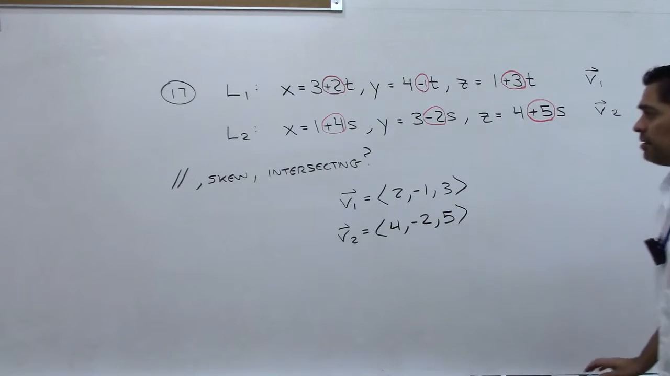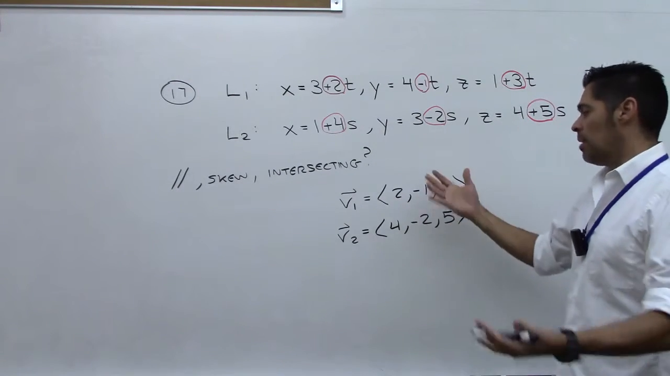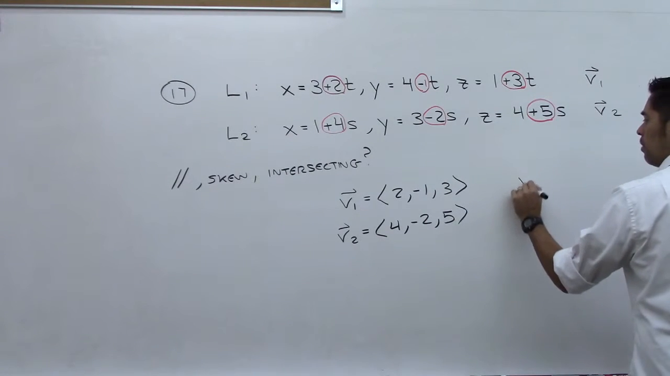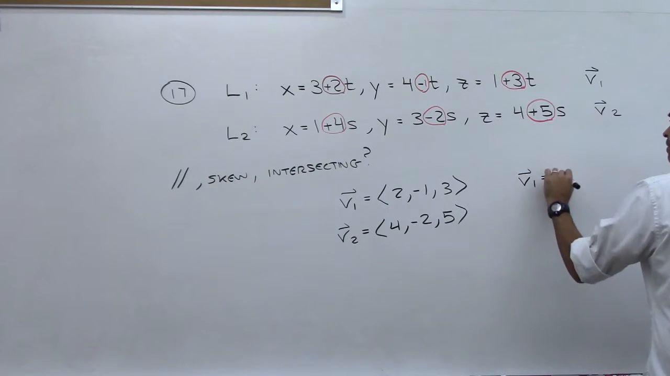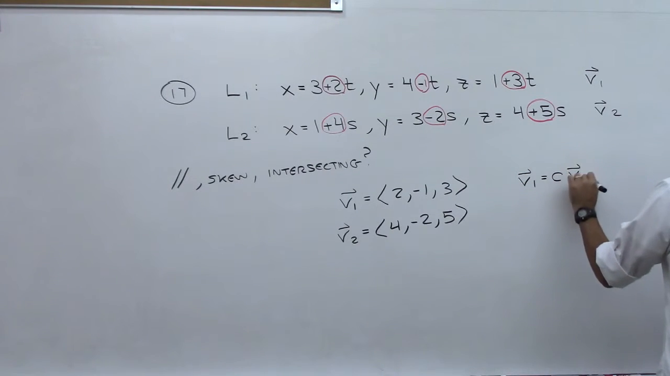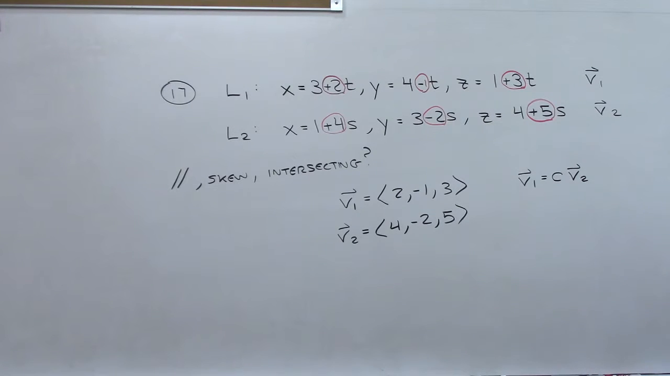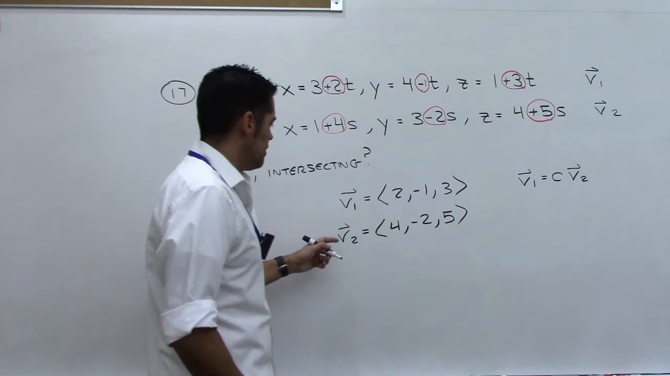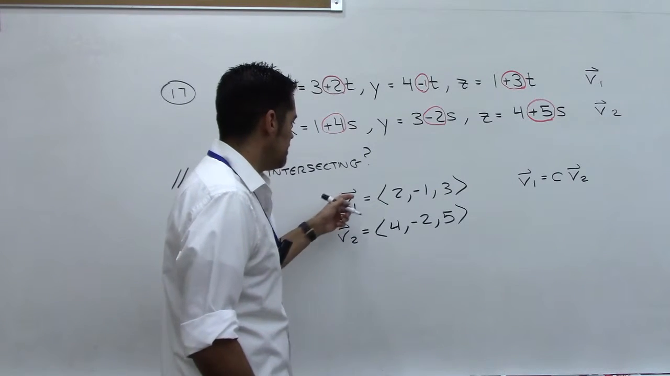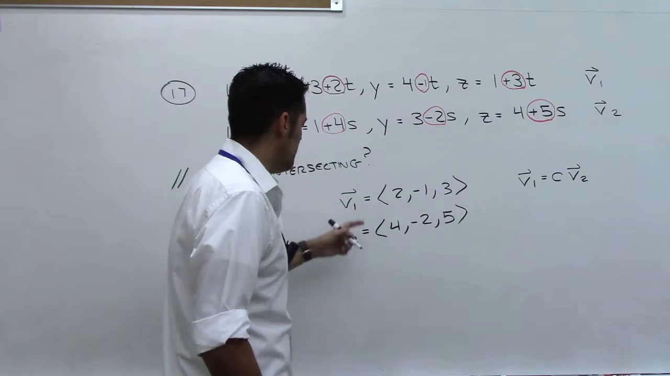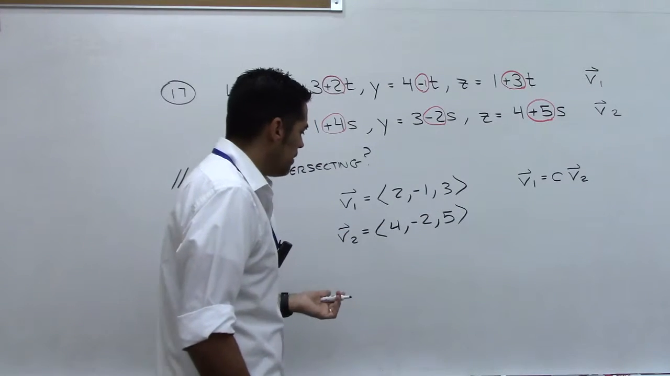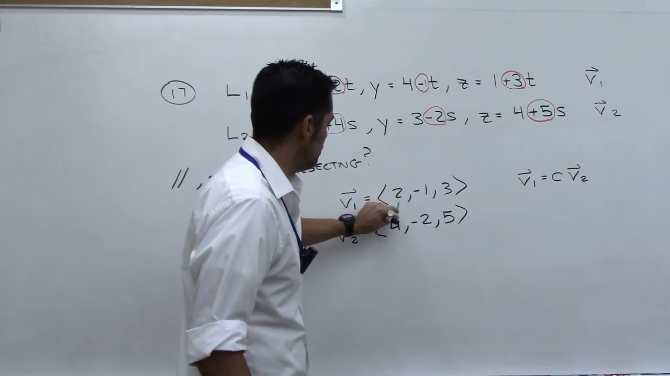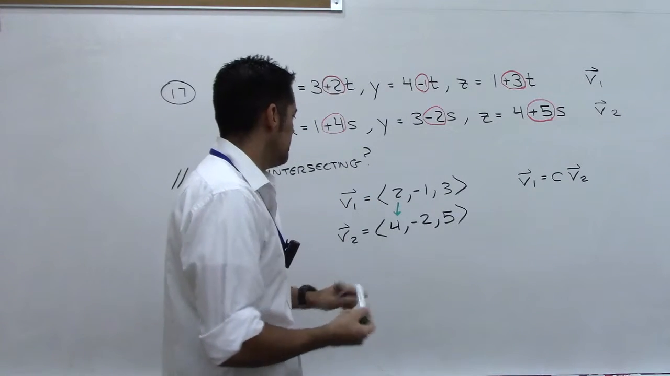So the question is, are these parallel? We go back to, how do you determine if two vectors are parallel? Well, we want to see, is v1 some multiple of v2? Is there a number that I can multiply to get from this vector to this vector? Can I scale this vector in a way that it creates this? The only way I'm going to be able to do that is if I can get the 2 to become a 4. So how would I make the 2 a 4? I would actually have to double.